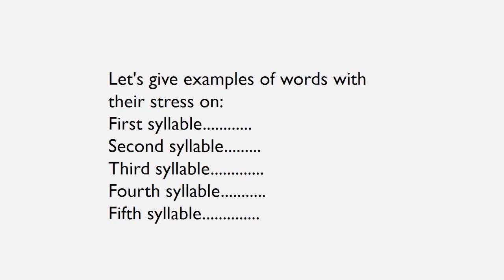Now, let's give examples of words with their stress on. Okay? We want to look at words that can have their stress on the first syllable, second syllable, third syllable, fourth syllable, fifth syllable, etc. Okay? At least let's see whether we can give at least one or two examples for each. For example, for words of first syllable, you are familiar with this word. How is it pronounced? Government. Not government, but what? Government. That means the stress is on the first syllable here.